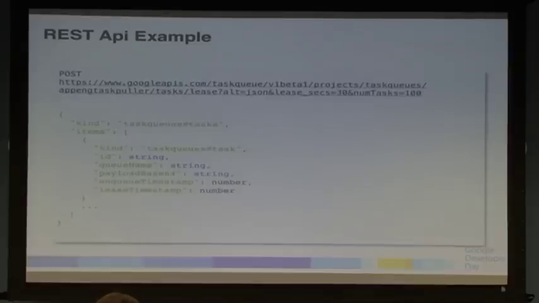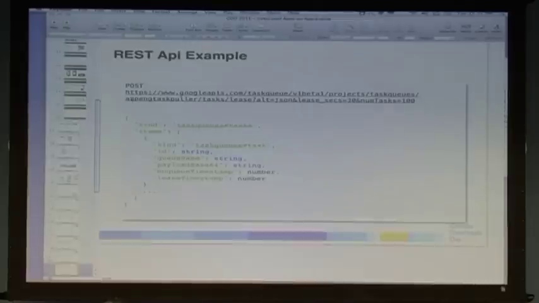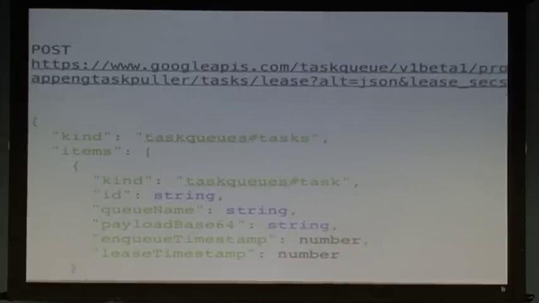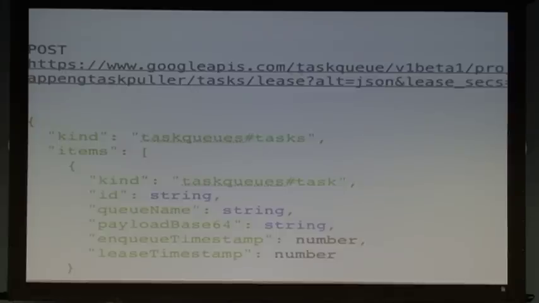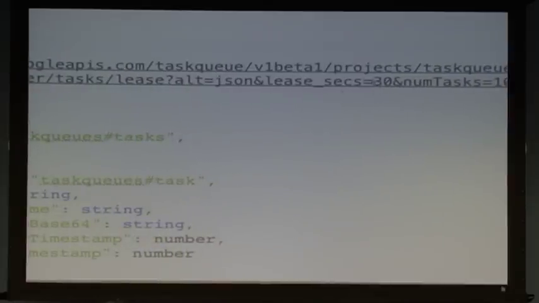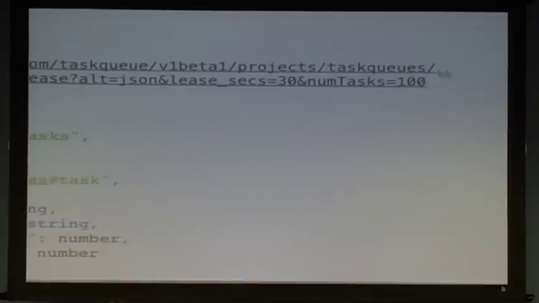And so let's look at an example of a queue here. Let's see if I can zoom in here. So what we do is we're making a post to the task queue, and we're leasing it. I want the JSON format. I'm leasing it for 30 seconds, and I'm pulling off 100 tasks. Okay, so I'm getting 100 work units because I want to do a bunch of stuff.